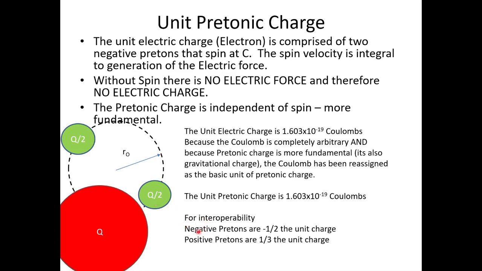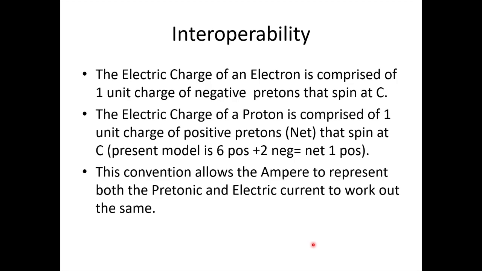Okay, and now for interoperability, negative pretons are negative half the unit charge, and positive pretons are 1/3 the unit charge. Again, for interoperability, the electric charge of an electron is comprised of one unit charge of negative pretons that spin at the speed of light. The electric charge of a proton is comprised of one unit charge net of positive pretons that spin at the speed of light. The present model for the proton is that a proton has 6 positive pretons and 2 negative pretons for a net of 1 unit charge of positive pretons.